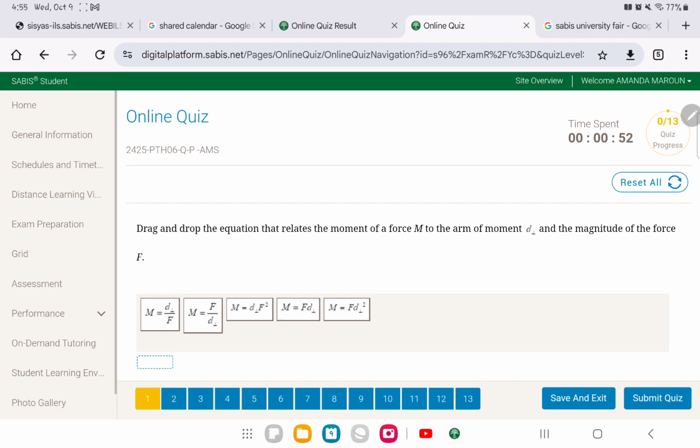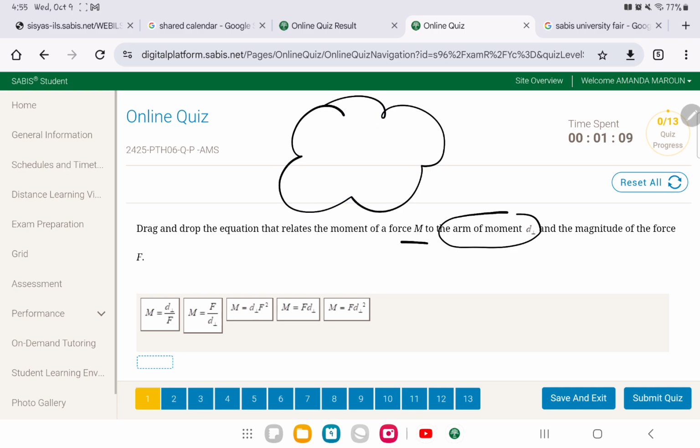So let us start. Drag and drop the equation that relates the moment of a force M to the arm of moment D, perpendicular, and the magnitude of the force F. So let us say, for example, we have this object, and this is the axis of rotation. Now they're telling us we have a force M. So let's say our force is like this. This is our force M.